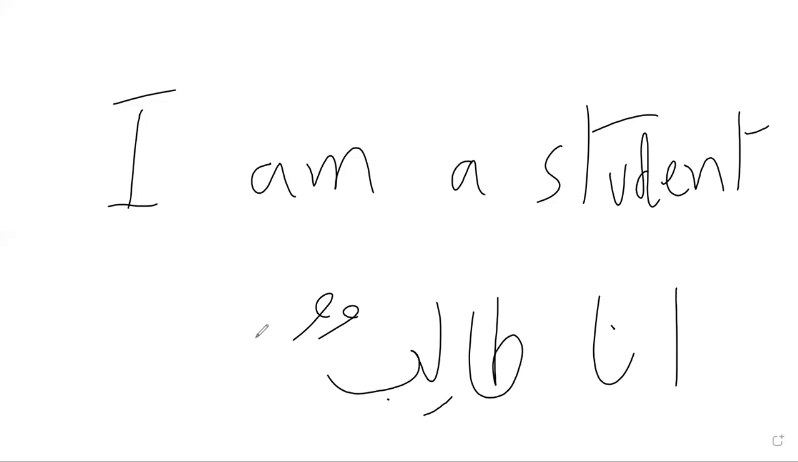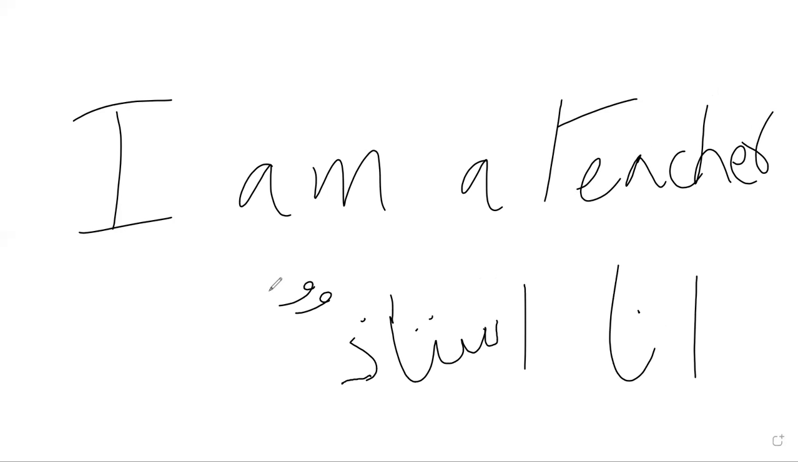One more sentence. How would you say I am a teacher? Because you've just learned how to say I am a student, so now you have to learn the opposite of that, which is teacher. I am a teacher. You would say أنا أستاذ. Ana ustadun, I am a teacher.